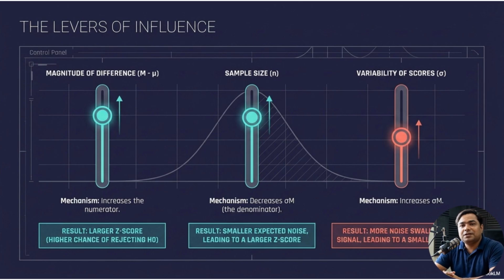In simple words, a larger difference increases the chance of significance. A larger sample size increases precision. Greater variability makes it harder to detect an effect. This is very important in research design. Before collecting data, researchers should think about sample size, expected effect size, and variability.